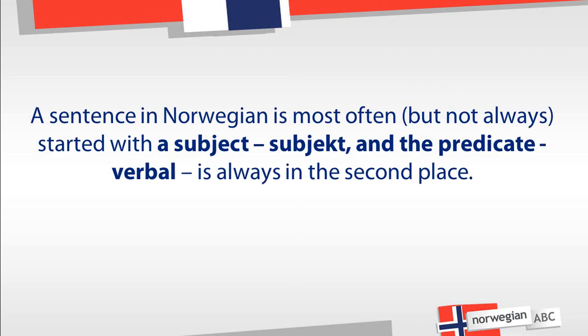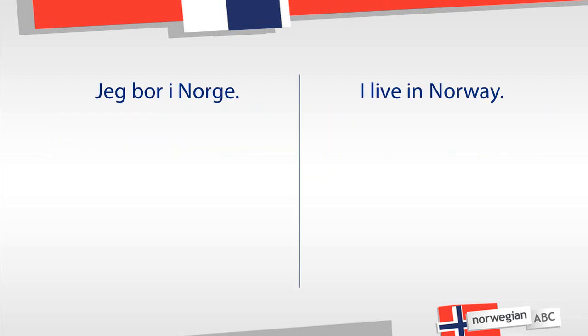A sentence in Norwegian is most often, but not always, started with a subject. Subject and the predicate, verbal, is always in the second place. This rule must be learnt by heart, and as my dad says, remembered when woken up in the middle of the night. A sentence starts with a subject and the predicate follows. Jeg bor i Norge. I live in Norway.